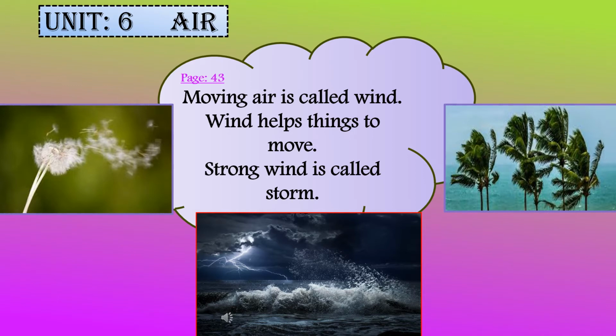When the air is moving, it is called wind. And when the wind is very fast and strong, it is called a storm. As you can see, children, in the picture, there is a storm in the sea. You can see the water is moving very fast and jumping upwards. Yes, this is called a storm in the sea. Okay.